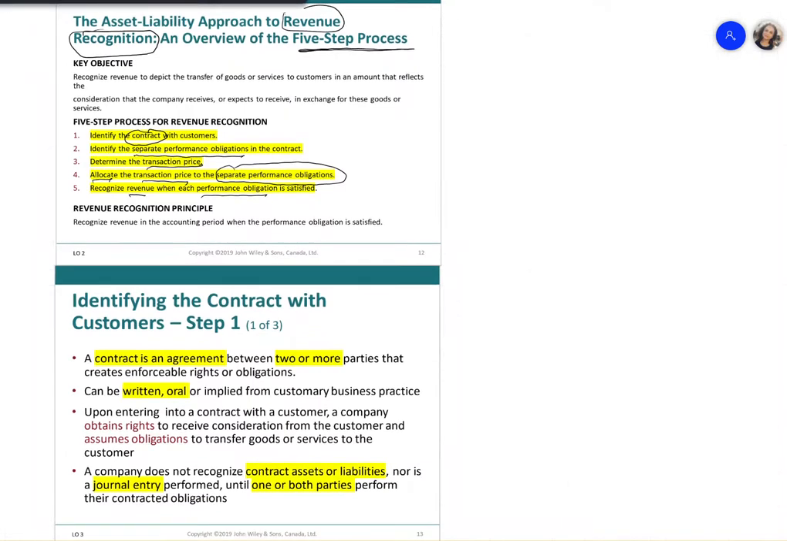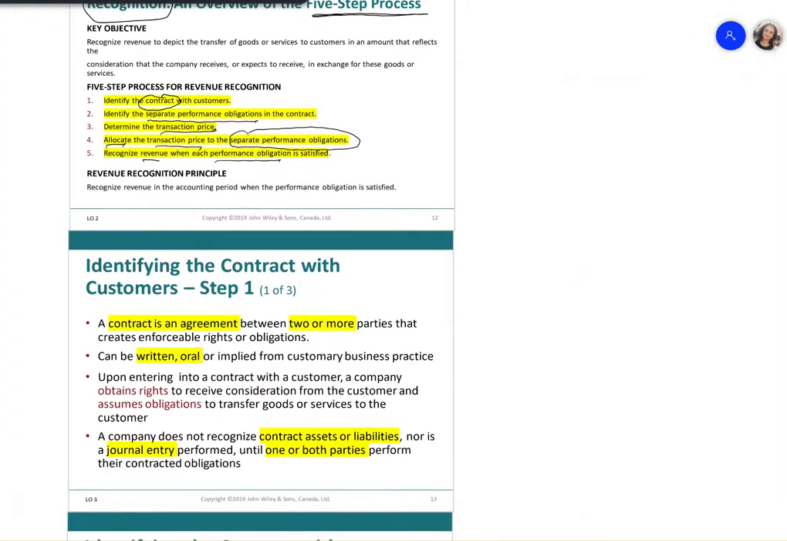So let's go through the first one, identifying the contract with the customer. So what is a contract? A contract is an agreement between two or more parties that creates enforceable rights or obligations. It's a right and an obligation. Like we said, it can be written or oral.